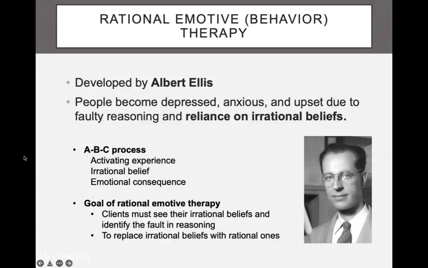So the ABC process: the activating experience, the irrational belief, the emotional consequence. He came up with this process called the ABC process, where you look at the activating experience, which is the stimulus. And then the emotional consequence is basically the response, the reinforcement, the consequence. And so again, the middle part is the cognitive process, which is the irrational belief. It is the meat, the crux of why people are the way they are, why people are behaving and feeling the way they are.